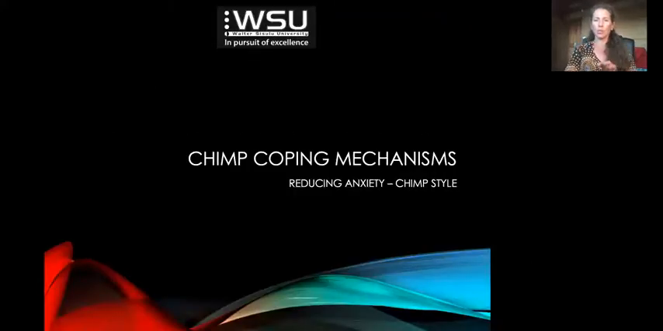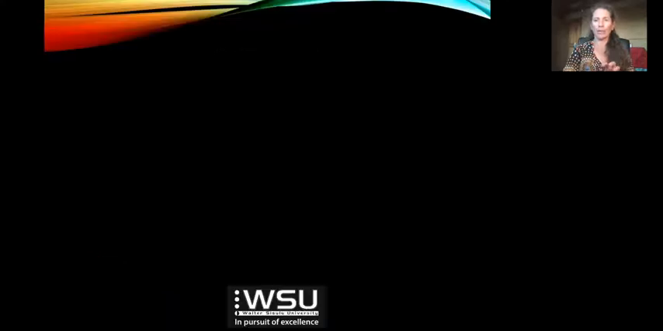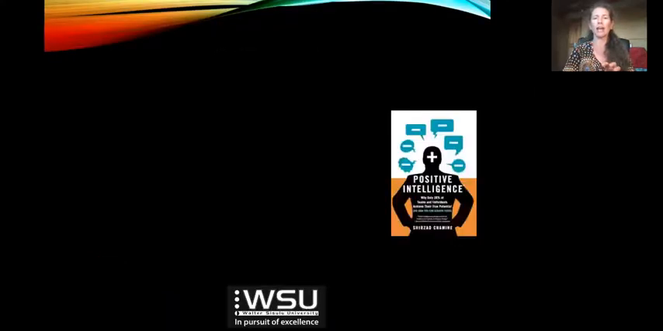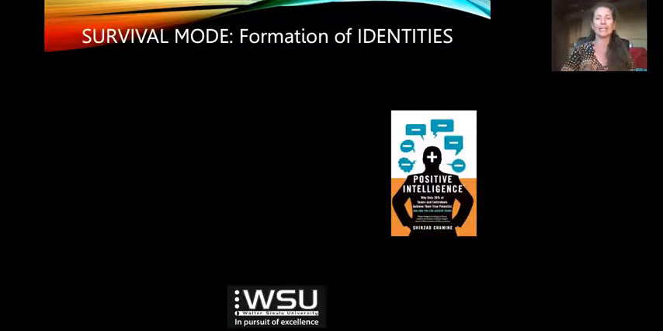So we're going to talk now about what chimps do when they get anxious. This has come specifically from Shazad Chamin and a lovely book called Positive Intelligence. The concepts are not new. They've been around for about 100 years. But again, he's just put it into some very nice analogies and structures in terms of understanding it.